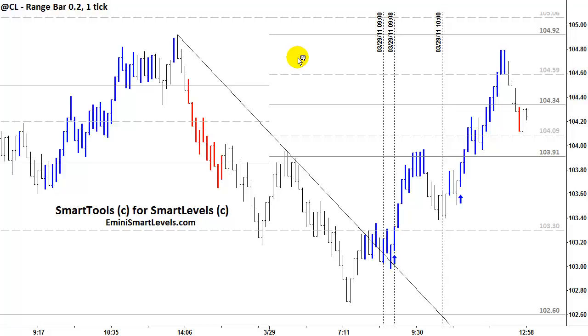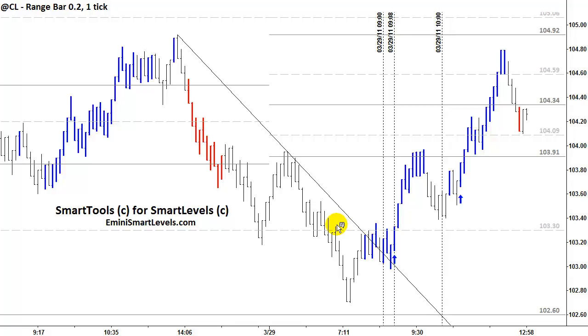Hello everyone, and welcome to this crude oil futures review using SmartTools for SmartLevels. The chart is a 0.2 range bar chart based on tick data. These black bars here in the middle of the chart represent the overnight trading activity. All times are Eastern Standard Time, which is Greenwich Mean Time minus 5.